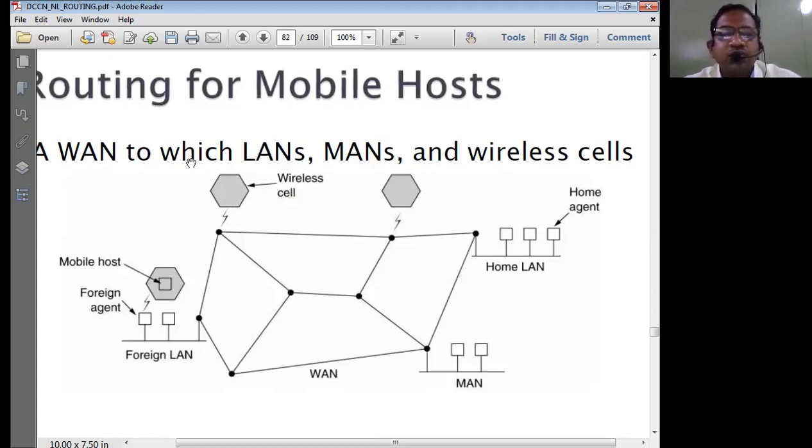So here in these two scenarios also, say for example, this mobile host wants to communicate with the mobile host which is there in this particular cell tower. Now this is a foreign LAN, this is going to be another type of LAN. These two want to communicate. Now that communication is happening here.